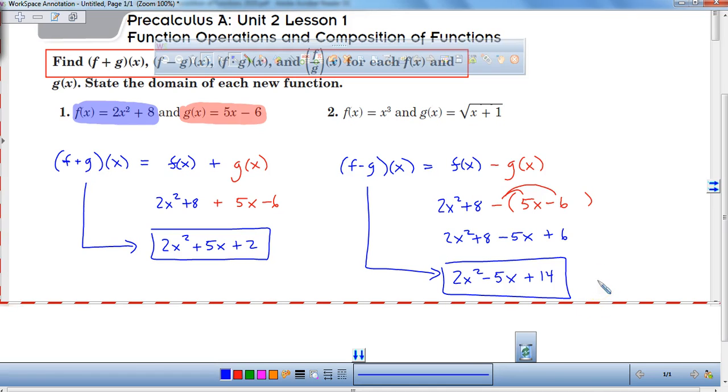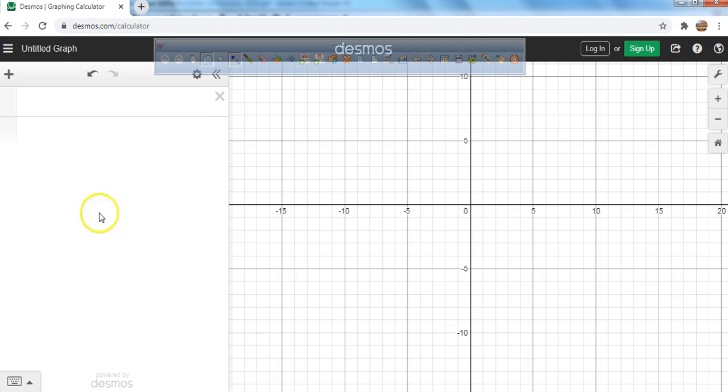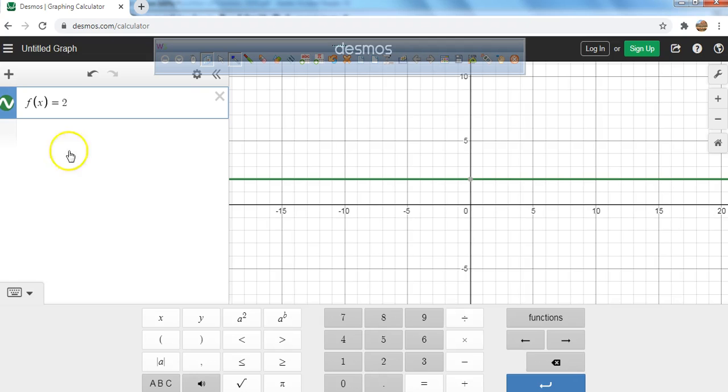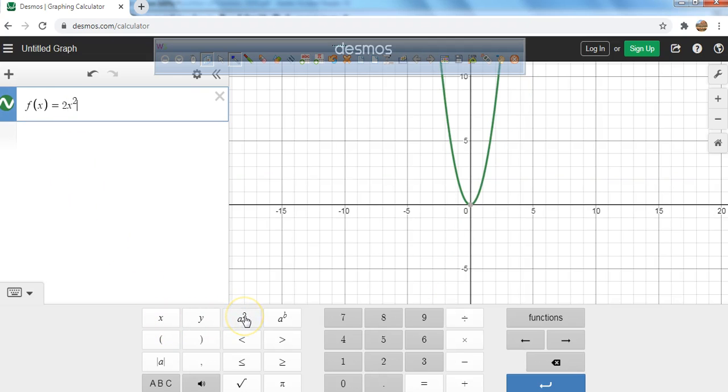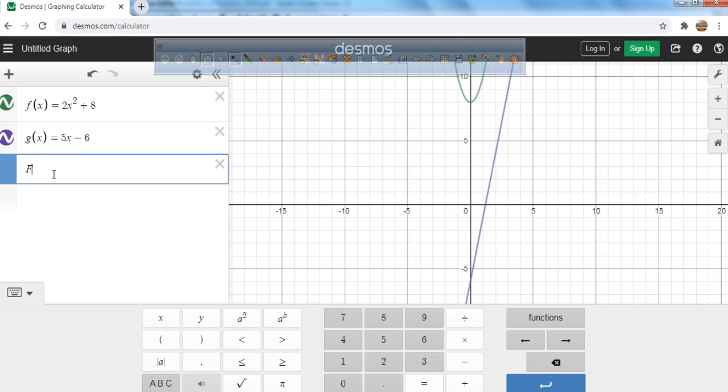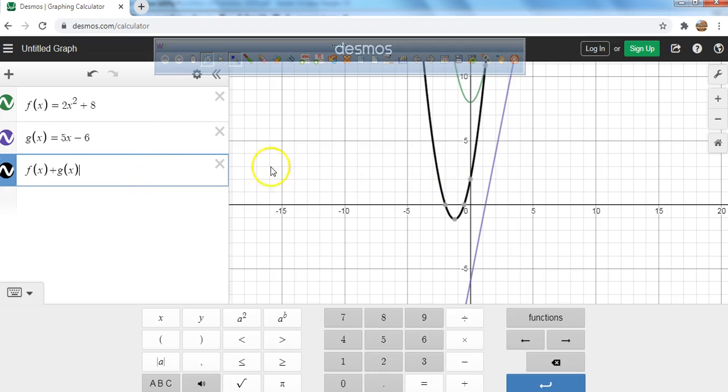Now, something you could do just to check yourself is go to Desmos, and I'm going to type in f of x equals 2x squared plus 8, and g of x equals 5x minus 6. We can see we have a quadratic and a linear. Now when we combine them, if I say, what is f of x plus g of x, they will add them together, and it makes a parabola because you have a quadratic.